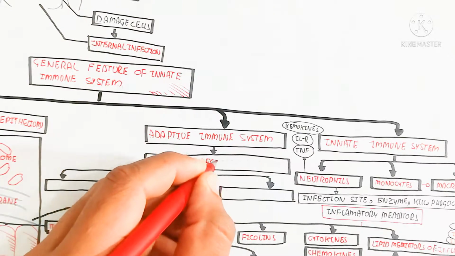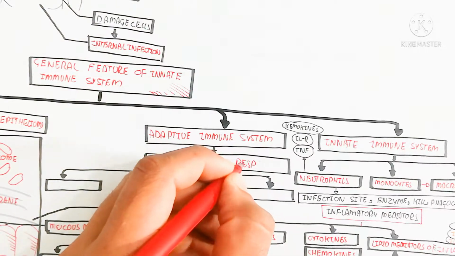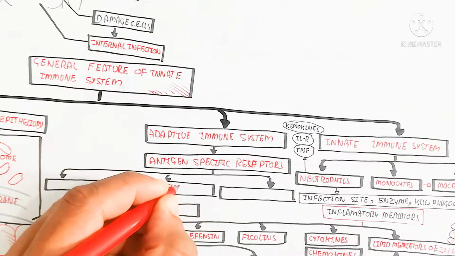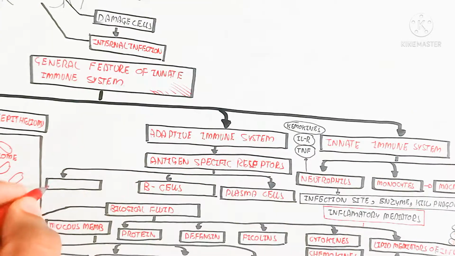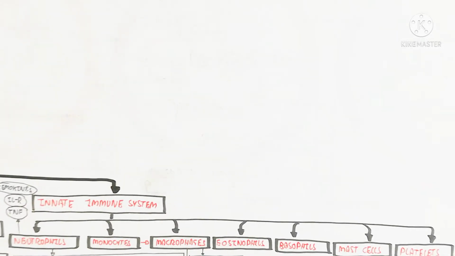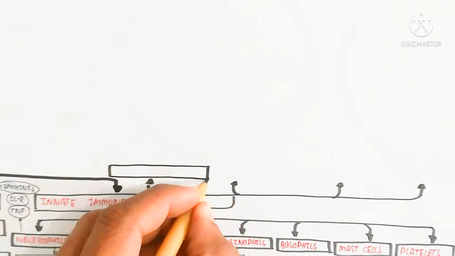On the other hand, here is the adaptive immune system we will discuss. Adaptive means it is itself produced during a pathogen attack. This can involve B cells, plasma cells, and T cells. So let's begin to understand in detail.